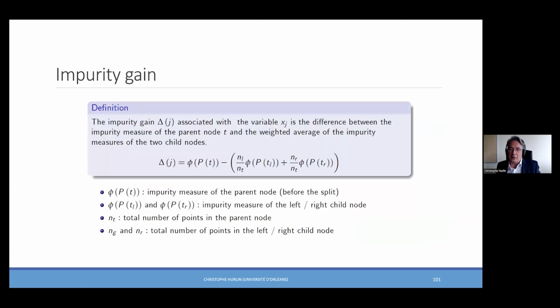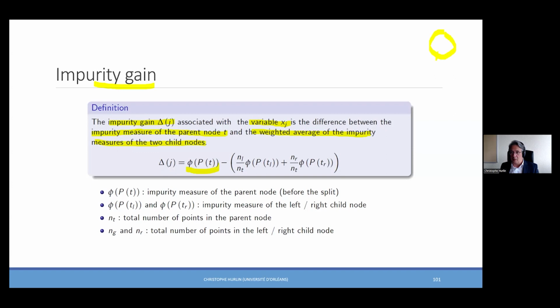This is a formula for what we call the impurity gain, where the impurity gain, delta of G, associated with a particular variable, for instance, gender, is the difference between the impurity measure at the parent node T and the weighted average of the impurity measures of the two child nodes. So here I have the impurity of my parent node, so the Gini index.